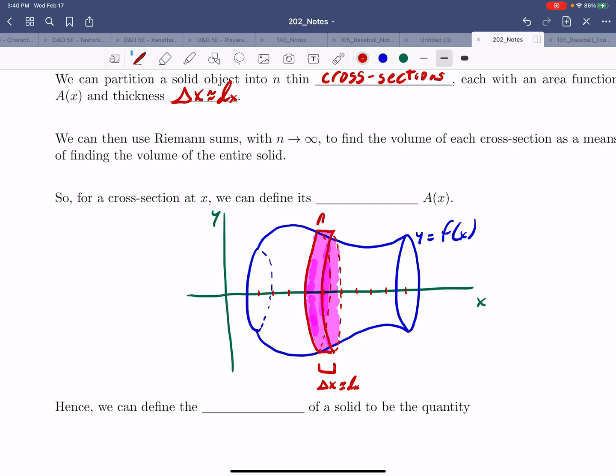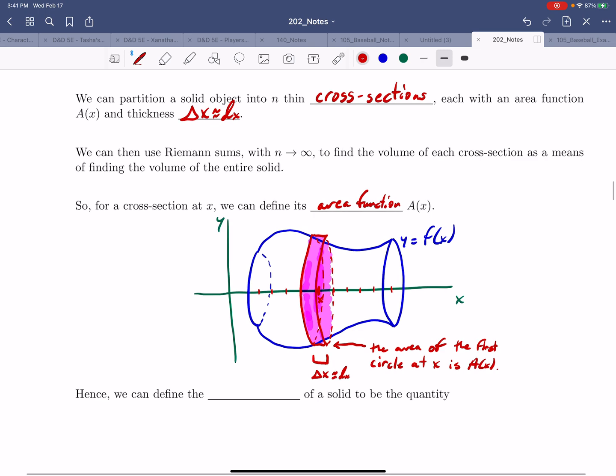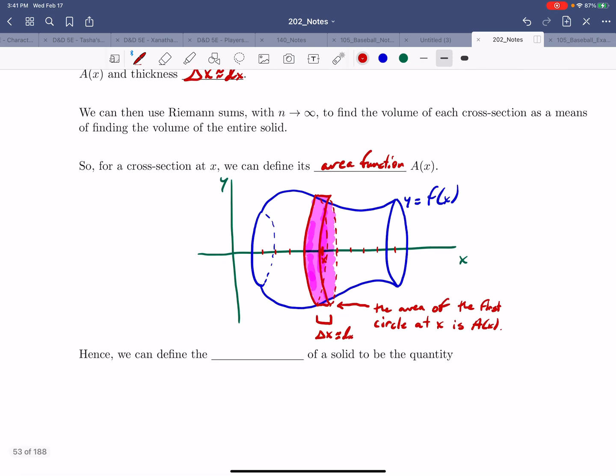And this right here, maybe I'll write at the bottom and draw an arrow. This is the area of the first circle at x, at some coordinate x, maybe here, is A of x. So for a cross-section at x, we can define its area function, A of x.